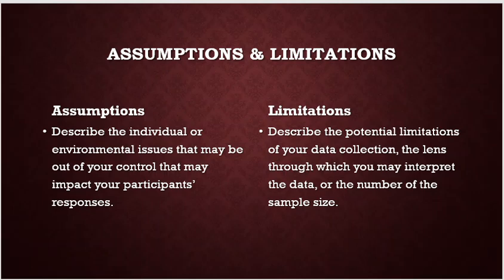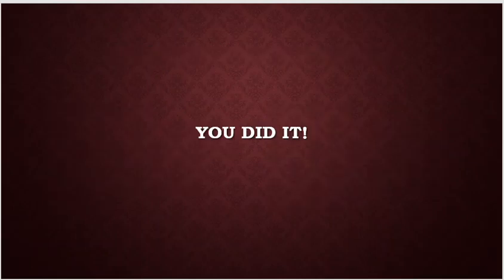Assumptions and limitations. Finally, before working on the last summary of the methodology paper, take some time to articulate the assumptions and limitations of your study. For assumptions, describe the individual or environmental issues that may be out of your control that may impact your participants' responses. Also describe the potential limitations of your data collection, the lens through which you may interpret the data if you're conducting a qualitative study, for example, or the number of your potential sample size. So this makes up the last section of the paper.